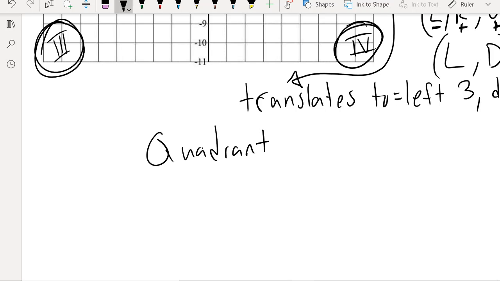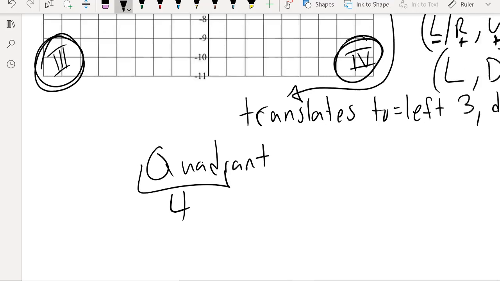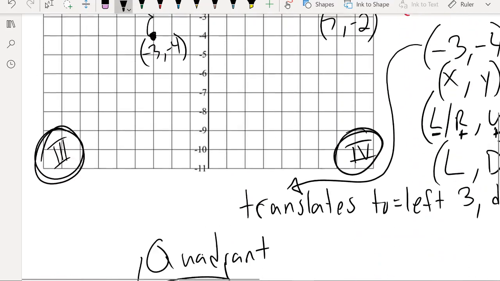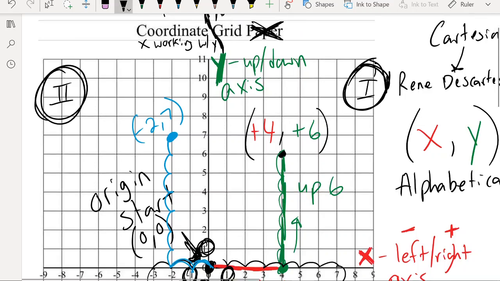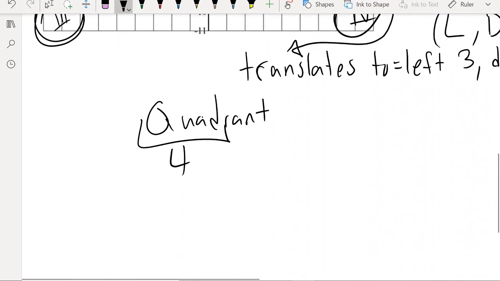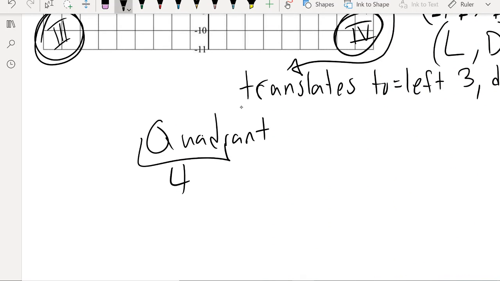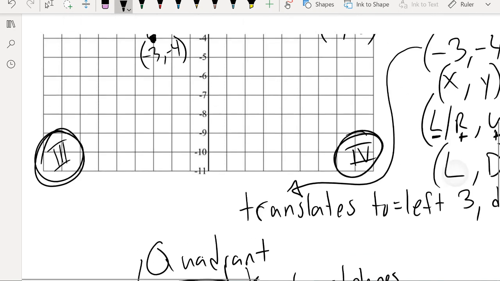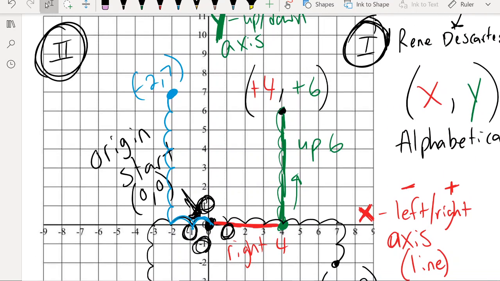Quadrant, right? So quad means 4. And I'm not sure what rant means. Rant is kind of what I'm doing right now. I'm ranting. Just kidding. It's quadrant. There's 4 places, right? So you can say this is 4 places or zones or planes, right? Plane meaning 2D. So there's 4.